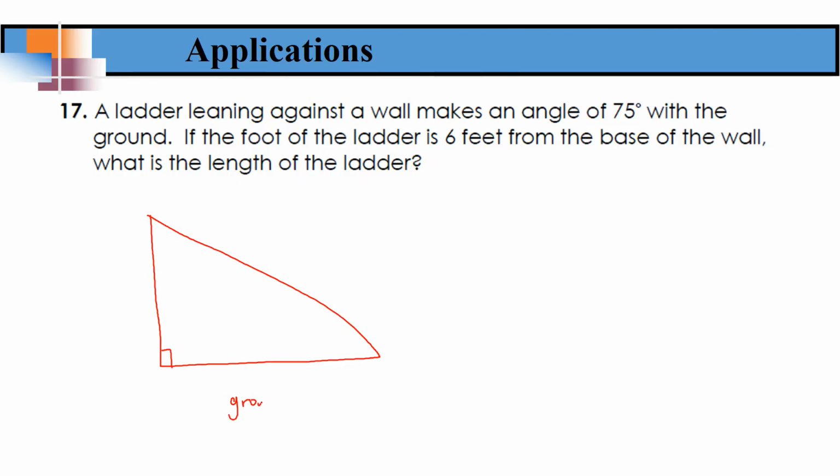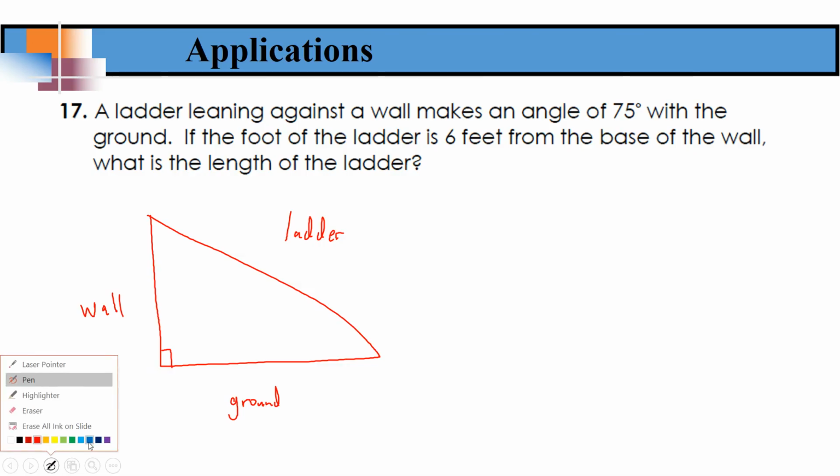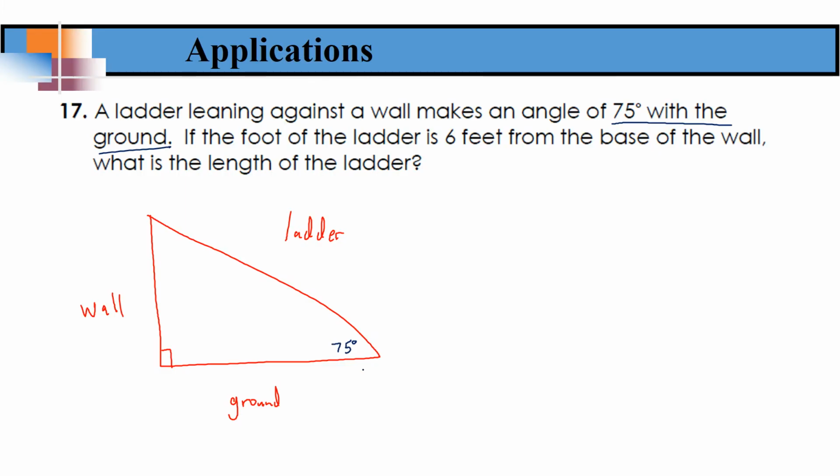And let's think about the context here. The ground makes sense to be here. The wall, up and down, and of course the ladder is leaning against the wall. Now let's label it with what the directions told us. It says that the ladder is leaning against the wall and makes an angle of 75 degrees with the ground. So the ladder and the ground meet at a 75-degree angle. They also tell us that the foot of the ladder, that would be the bottom of the ladder, is 6 feet from the base of the wall.